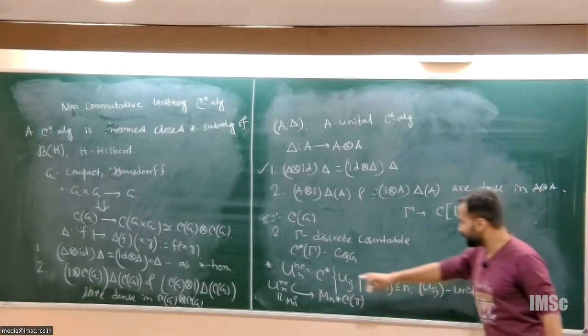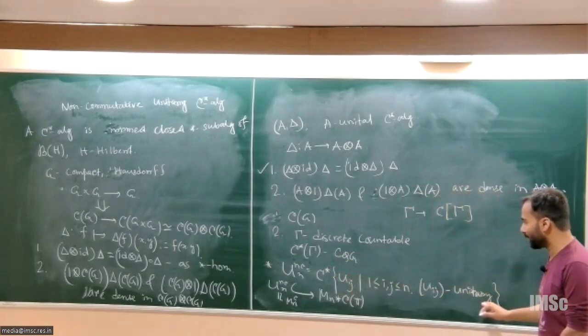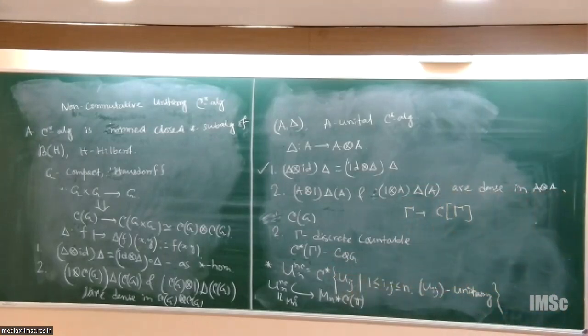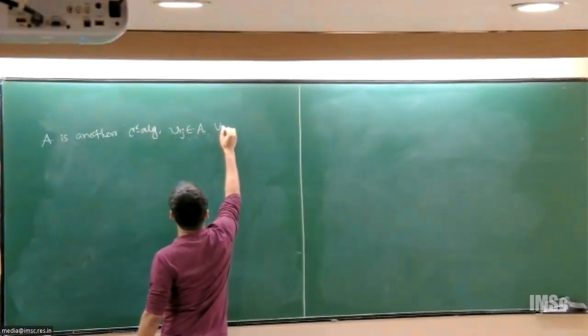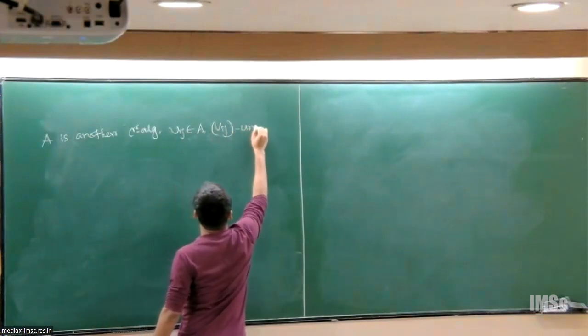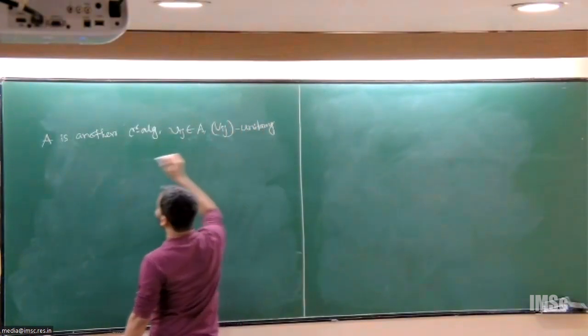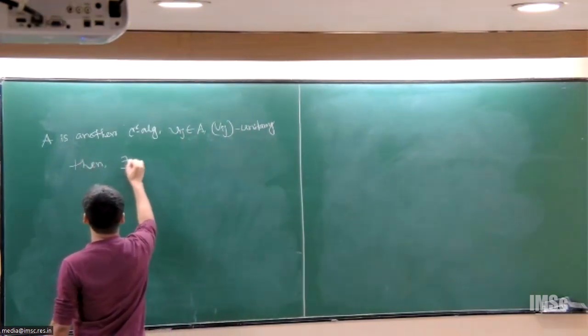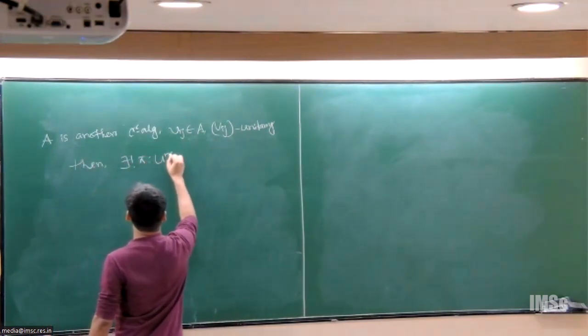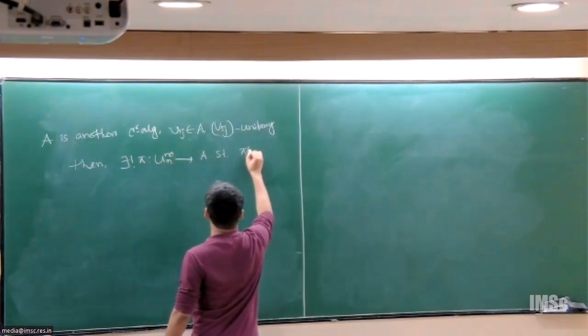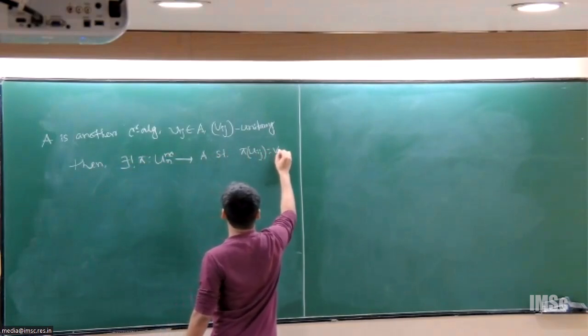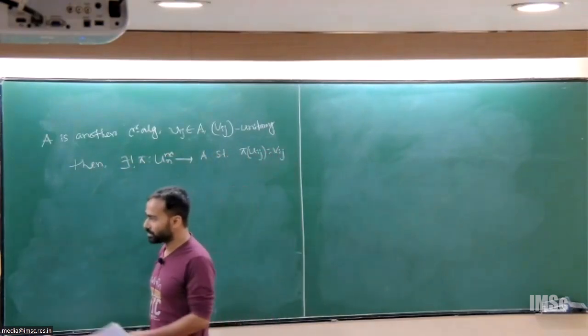Okay, so because of this universal C* algebra, it has a universal property. So, universal property like that: if A is another C* algebra and V_ij belongs to A and V_ij is unitary, then there exists a unique star morphism pi from U_N(C) to A such that pi of U_ij is V_ij. So this is the universal property for this universal C* algebra U_N(C).